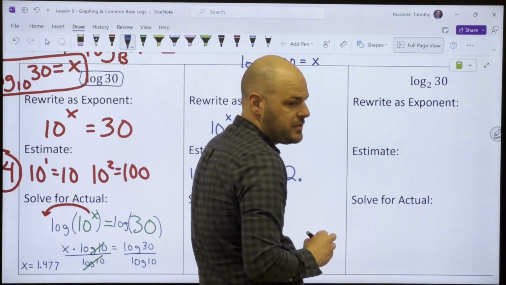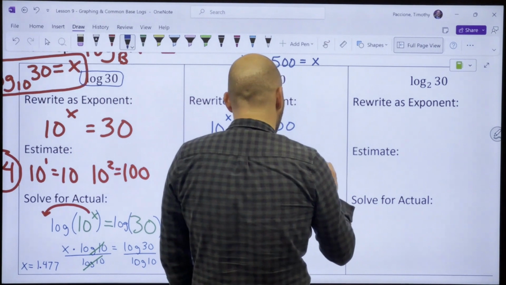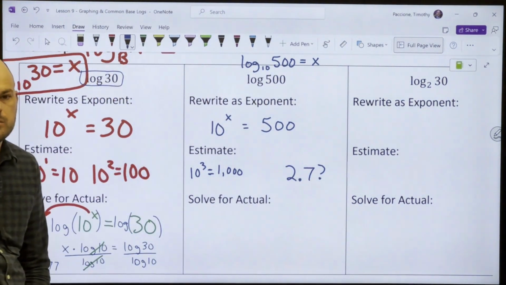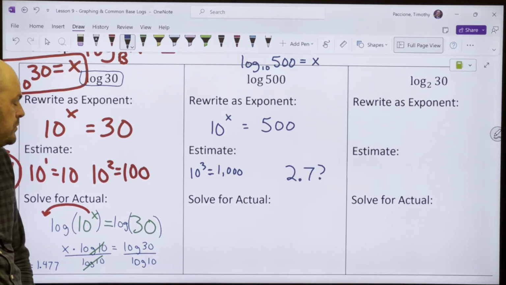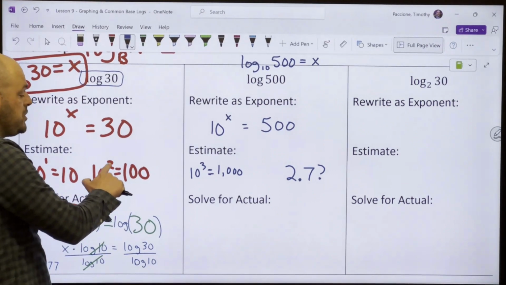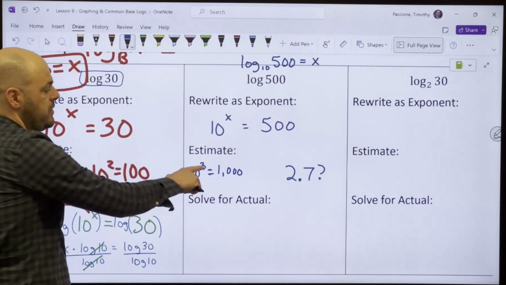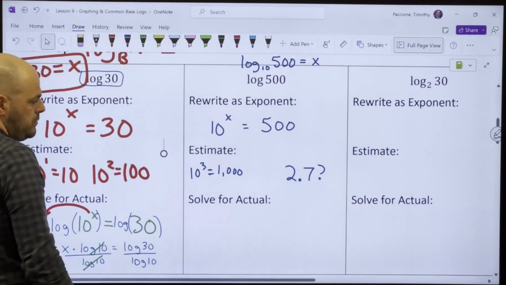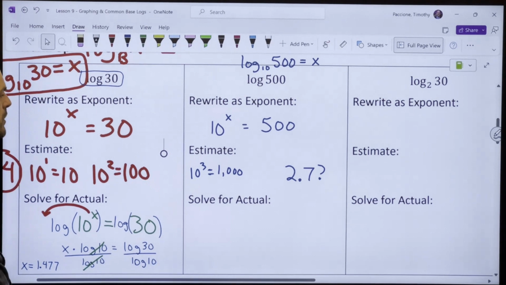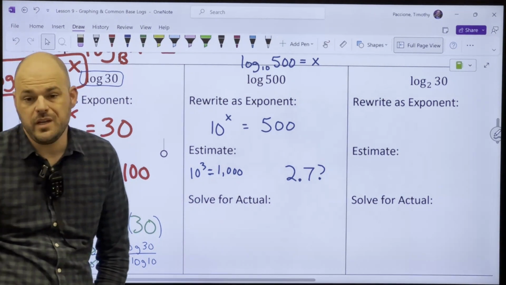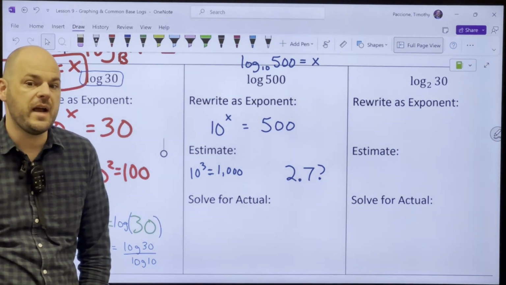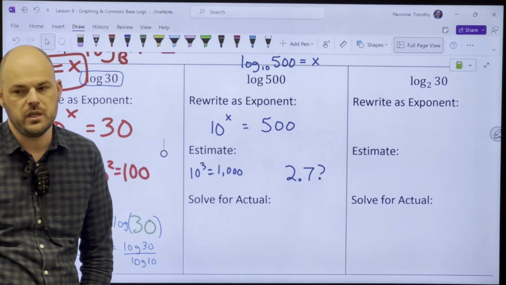Is that a guess or an answer? Okay, 2.7. I guess 2.5, between 10 and 100. Because 10 squared is 100, and 10 to the third is 1,000, it's got to be between 2 and 3, right? I changed it to a 50, my bad. That's okay. So it should be between 2 and 3, 2.7. If you said something along those lines, whatever. There's no right answer to a guess, as long as you're in that zone.